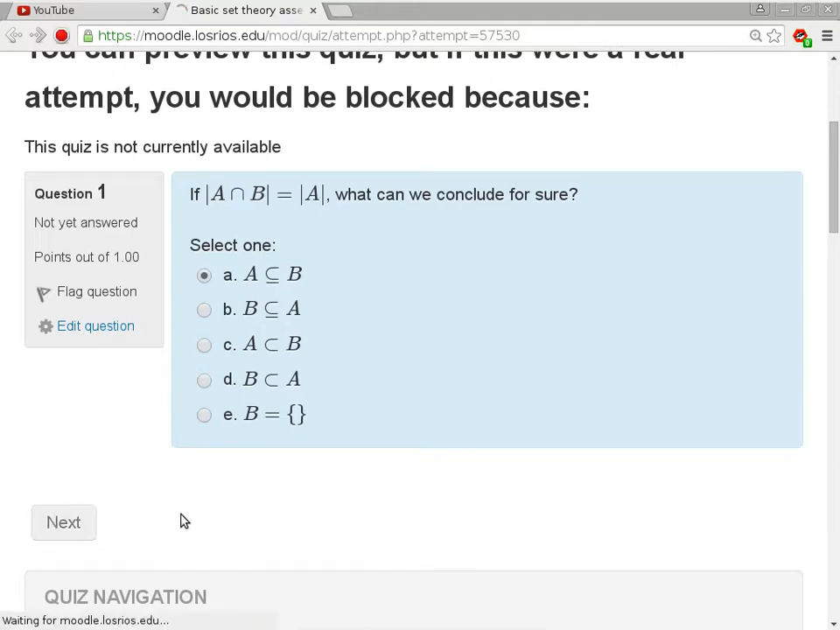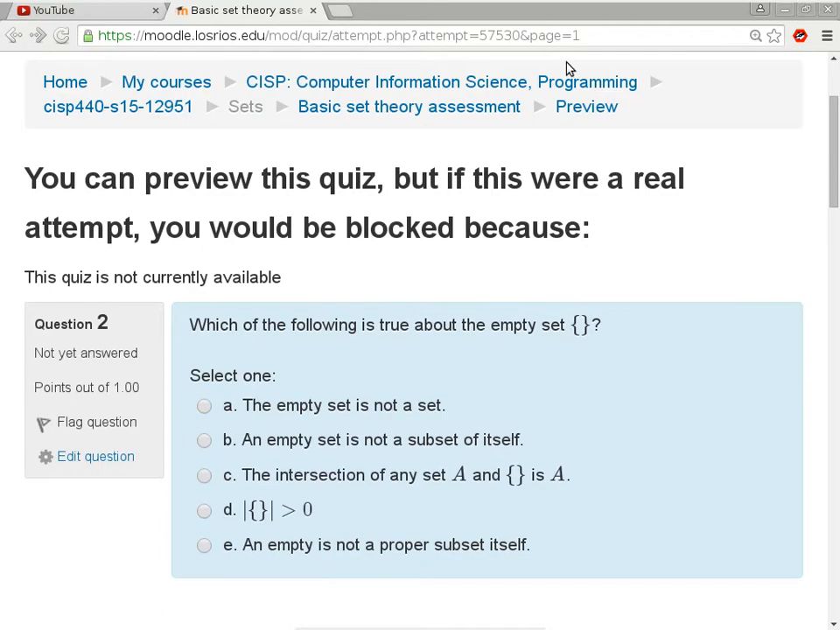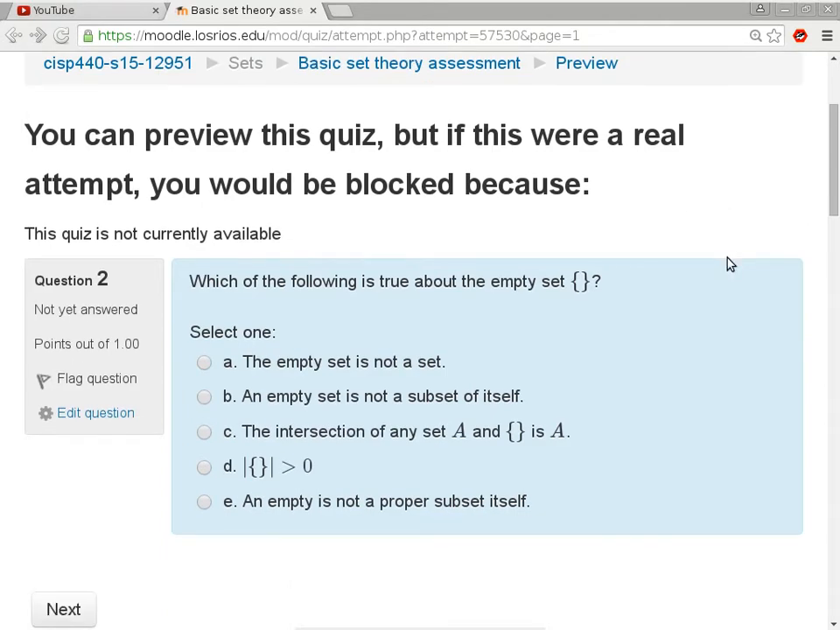So let's take a look at the next one. Okay, this is the next one. Which of the following is true about the empty set? Select one. The empty set is not a set. Well, I have to come up with enough wrong answers just to make it interesting, and some of these are completely bogus. If it is not a set, people would not have called that an empty set, right? Okay, so we know it's not A.